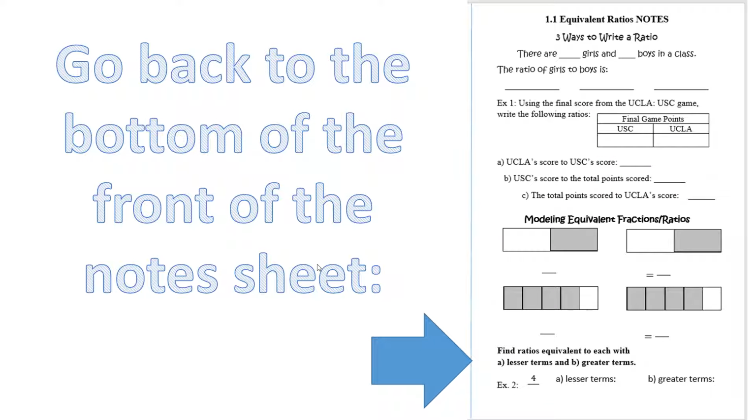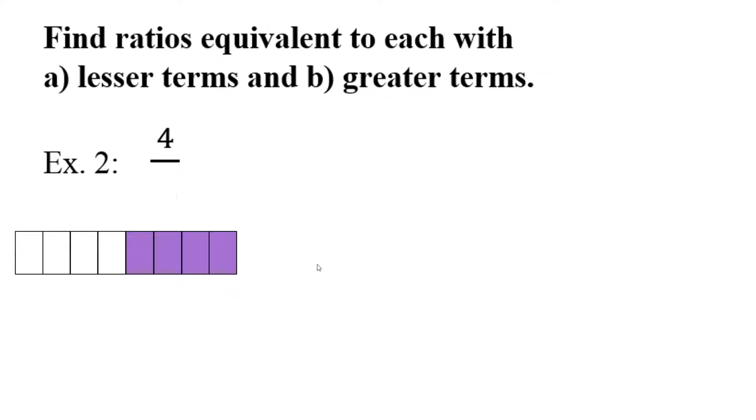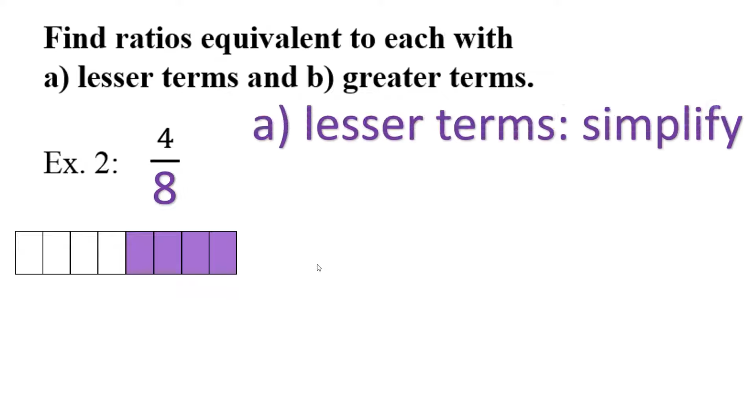Okay, we're back to the front bottom part of the notes page. Find ratios equivalent to each with lesser terms and greater terms. So this one, I'd like you to write in an 8. So we have 4/8. So that's the visual. You do not have to write that on your notes. Now, lesser terms means we're simplifying it and making it these smaller numbers. Simplifying means reducing the numbers.